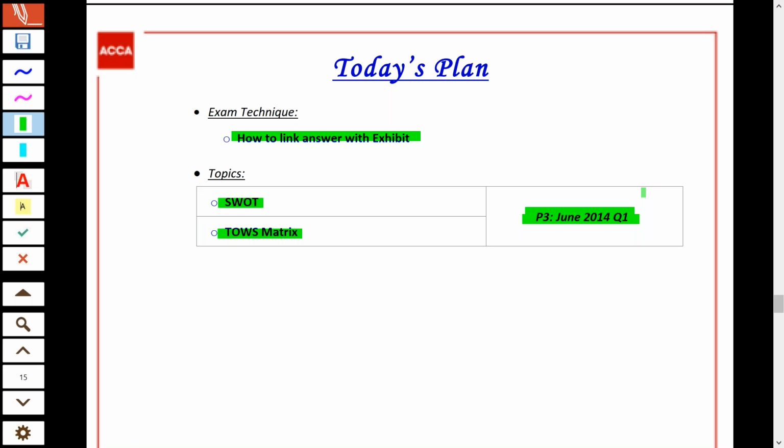They have not examined this topic in SBL, but I think it's high time that something might pop up. So because it's never been examined in SBL, I had to use P3. It doesn't really matter. It's the approach which is important.